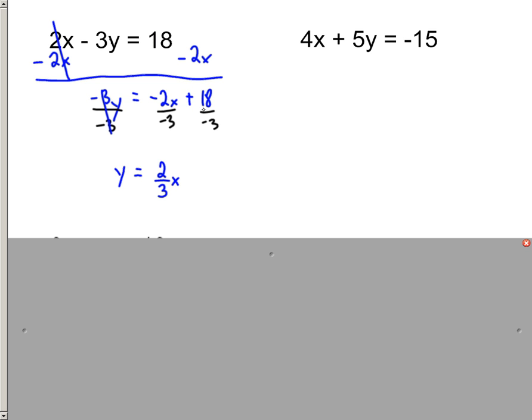Now, let's look over here. Positive 18 divided by negative 3 is negative 6. So there we go. We went from a standard form equation to a slope-intercept form. Let's go through and do this one.